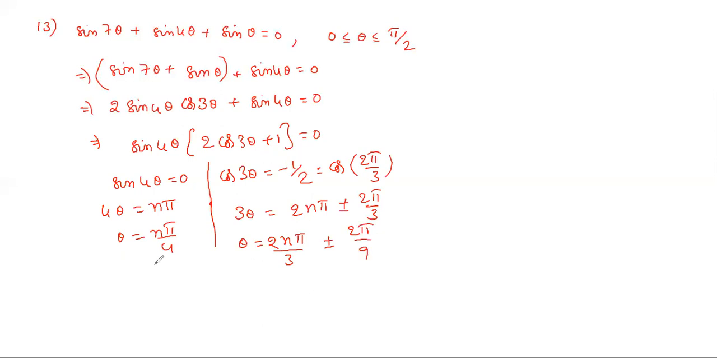So now we have to write the values between 0 and 90. From the first one, by putting n equal to 0, 0 belongs to that interval. Putting n equals 1, pi by 4; n equals 2, pi by 2 is also included. Next, more than this, not included. Next, for the second one, by putting n equal to 0, plus 2 pi by 9 belongs to that interval.